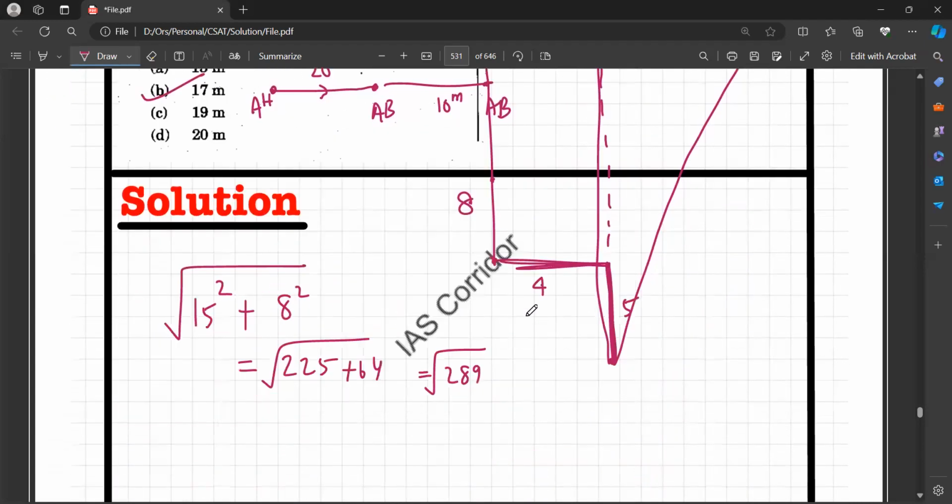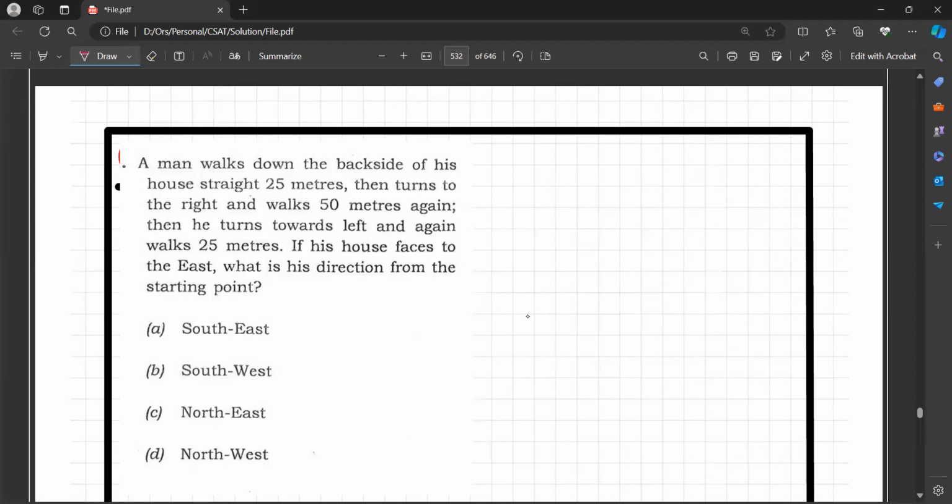Let us begin with question number 9. A man walks down the backside of his house. House goes backside, goes straight 25 meters. Then turns to the right and walks 50 meters again. Turns to the right and walks 50 meters again. Sorry.